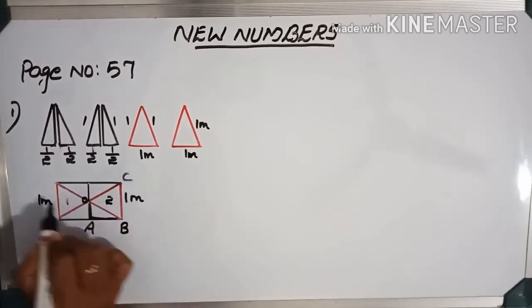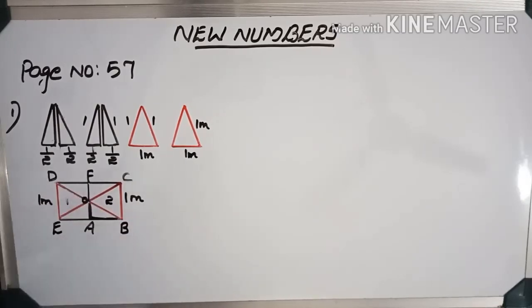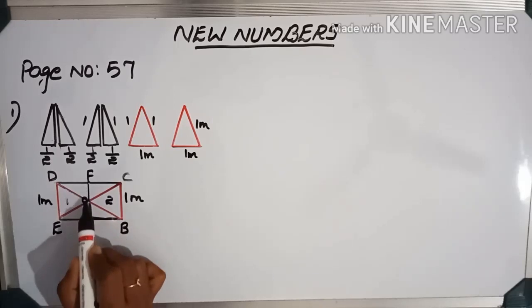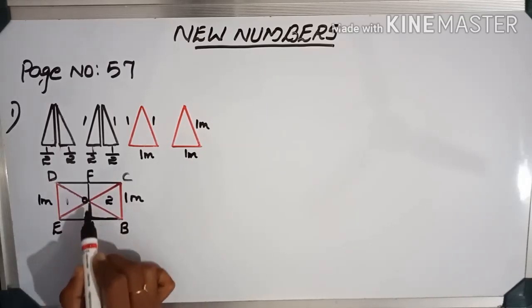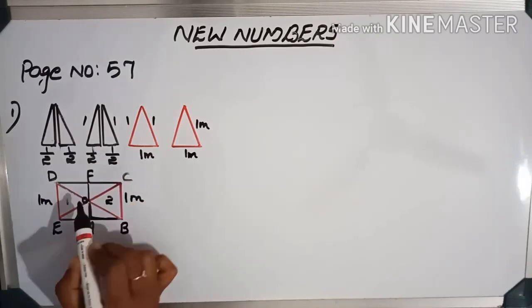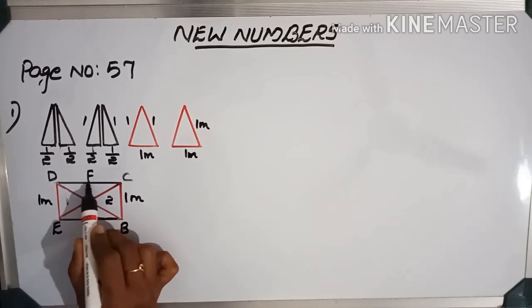Okay, A, B, C, D, E, F. So here this FO and OA are what? Equal. This is half and this is half. That means this half portion is the same as this one base portion.